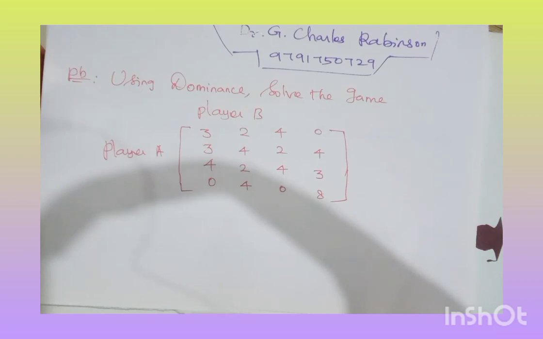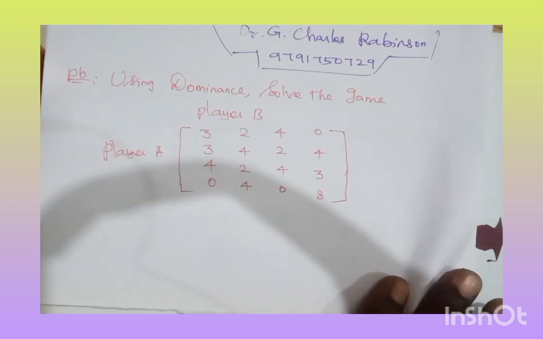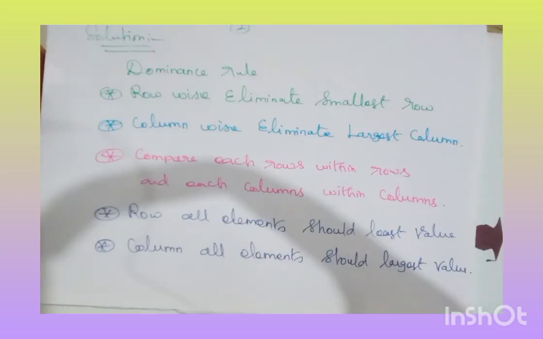So in this model we need only 2 by 2. Please remember, whatever row side and column side we are given, we need only two rows and two columns. If we are given more than two rows and two columns, we have to apply one of the methods to reduce the matrix into 2 by 2. One of the methods is called dominance. We are given 4 by 4, so we have to reduce the matrix using the dominance rule.